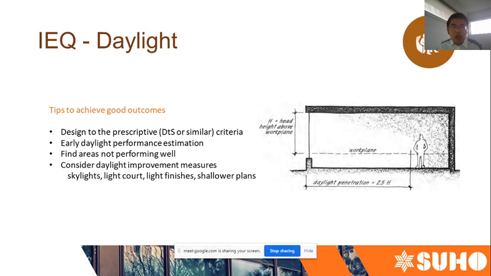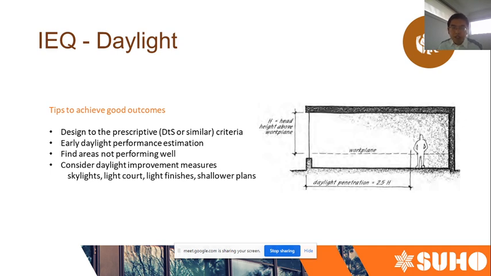Finally, what are the tips to achieve good outcome? The first thing is design to DDS or similar criteria. As I mentioned earlier, if you design with all these DTS criteria, then your building will deem to have a good performance.